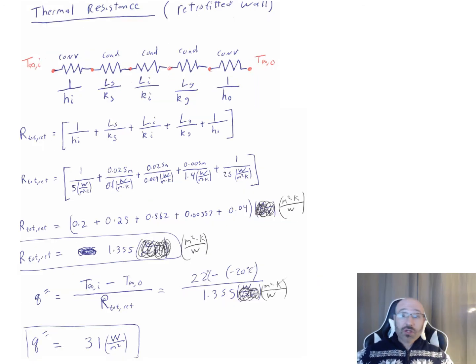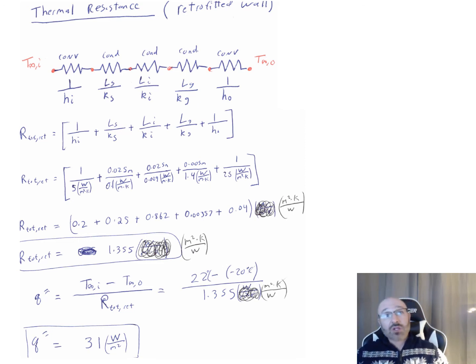So we looked at the original wall and we saw what our heat flux was. Now we want to know, with this insulation that they're adding on and with the glass layer that they're adding on, how does that affect our heat flux? So the first thing we need to do is figure out how that affects our total thermal resistance. And then from that, we can plug into our equation for heat flux, just as we did for the original wall, and see how it affects our heat flux at the end.